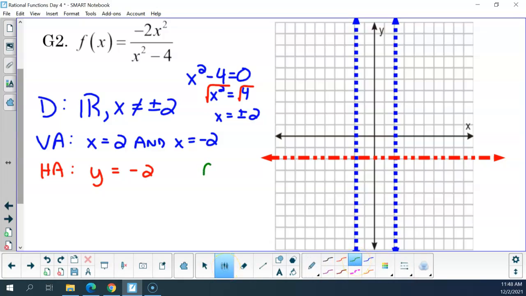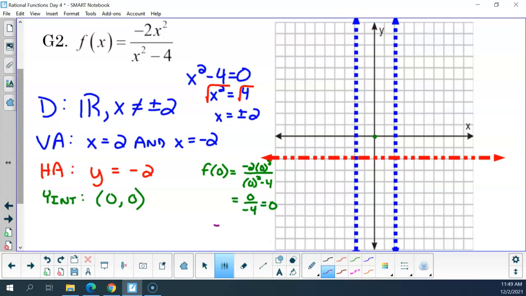Plug in 0. -2 times 0 squared is 0. 0 squared minus 4 is -4. That reduces down to 0. So my y-intercept is 0, 0. Well, I had 0 minus 4, which is -4.